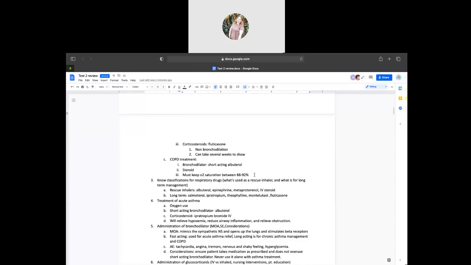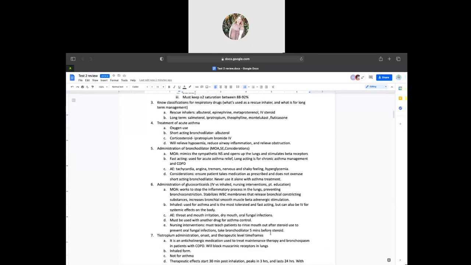Why is it 88 to 92%? Well, it's because their lungs aren't able to work as well as a normal lung can. Their lungs can't expand well. They can't get enough O2 in there. Lungs can't handle it. So that's why we have to target it here. We can use oxygen to help get O2 in the lungs, but we can't hyperoxygenate these patients. Their lungs can't handle it.